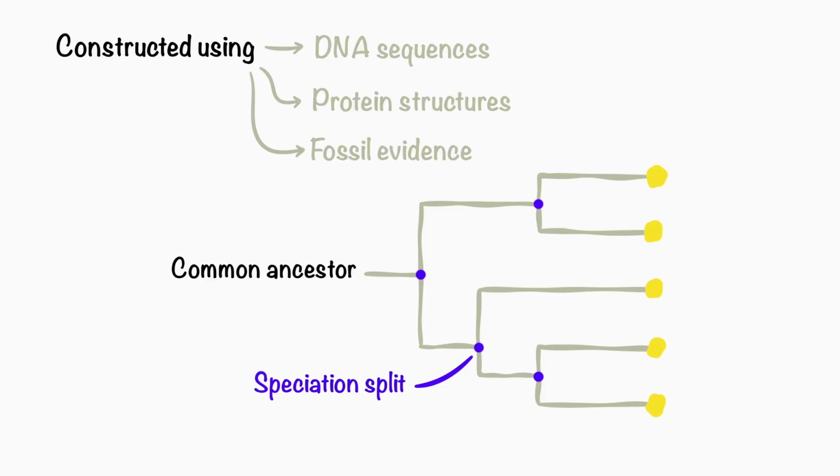Scientists construct these trees using multiple data sources, including DNA sequences, protein structures, and fossil evidence. Modern computational methods allow analysis of vast amounts of genetic data. This comprehensive approach provides insights into evolutionary history spanning billions of years. By integrating various evidence types, scientists can trace relationships from microorganisms to complex multicellular life.